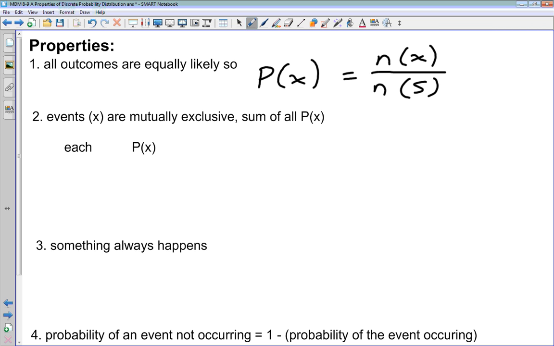Okay. The next property is that all of the events X that are mutually exclusive, if we look at the sum of all of the individual probabilities, they all have to add up to 1. We saw that the other day when we looked at our experimental and our theoretical probability distributions. Each individual probability that we calculate, the number of ways the outcome can occur divided by the number of things in the sample space, is going to be a number between 0 and 1. So we often express this as a fraction, or we often express it as a decimal.